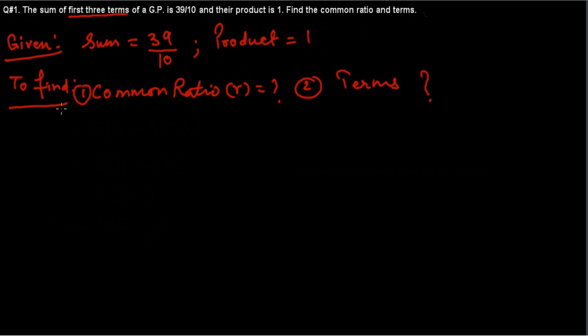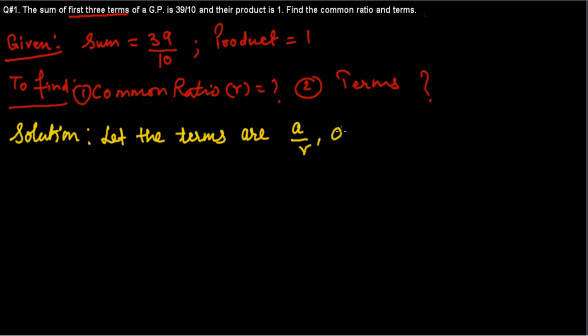Terms we have to find out. Now let us start this solution. Because the total number of terms are odd, the assumptions we have to take, I have told you earlier. So let the terms be A upon R, A and AR.